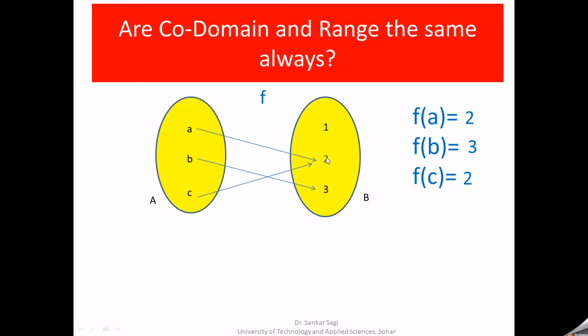A has only one image 2, and B has only one image 3, and C also has only one image 2. Here we can observe that the element 2 of the second set is the image of both A and C. But both A and C have unique images. A has only one image 2 and C has only one image 2.